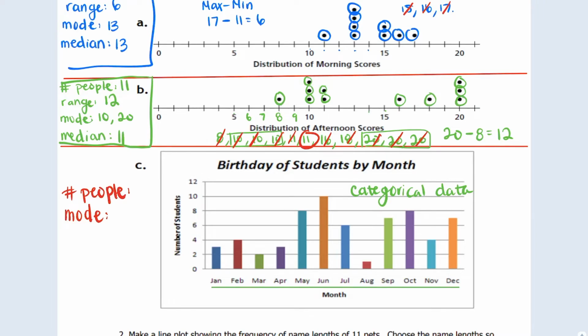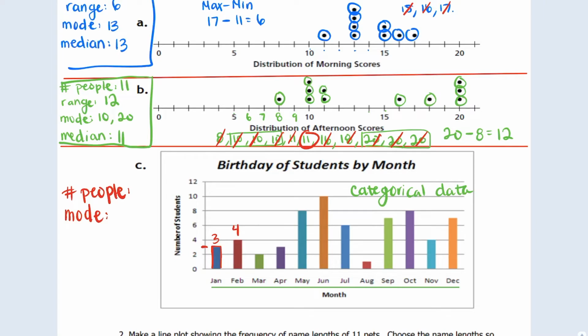Okay, let's go ahead and take a look at how many people there are. So I'm going to interpret this bar graph here. I'm looking at this first bar. I just highlighted it in red. How many people said they have birthdays in January? Well, it looks like this bar goes halfway in between 2 and 4, which is 3. So 3 people have birthdays in January.